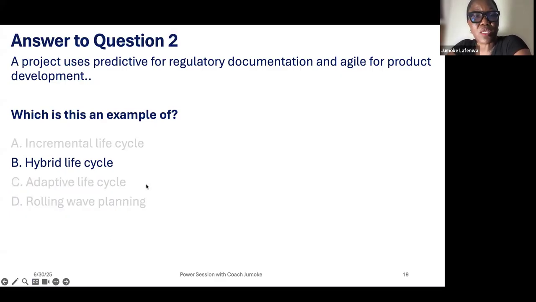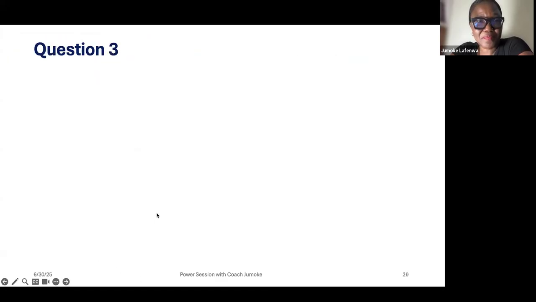So let's just go straight to the answer. It's hybrid, because it says predictive and agile. You're not talking about planning, so rolling wave planning is out. You're talking about a project that is using a set, and is asking for product development. What example of product development is hybrid? So I hope you all got it right.